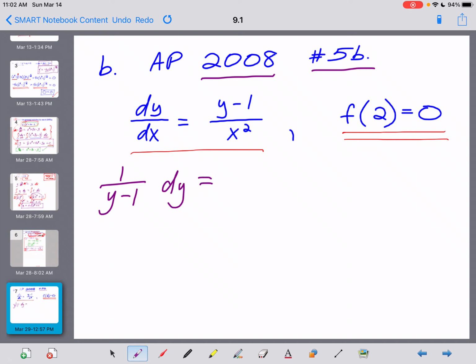equals. Now on the right side, I got rid of the y minus 1, but the x squared is still there, still where it was in the bottom of a fraction. So that right side is going to become a 1 over x squared, and I'm multiplying both sides by dx, so that gets me that.